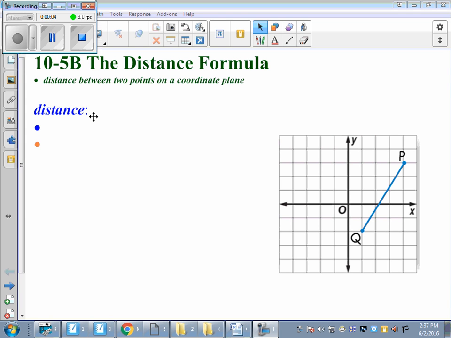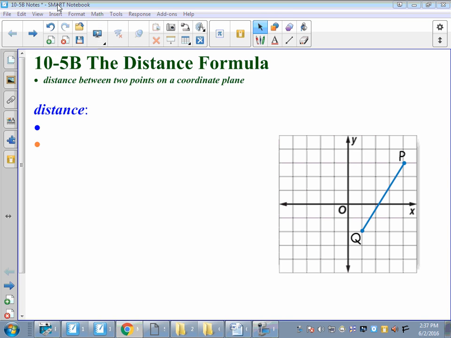These are your 10.5b notes, the distance formula. We are going to discover the distance formula using the Pythagorean theorem. So really quick, when we talk about distance in math, we're really talking about the length of the segment. We're talking about from endpoint to endpoint.